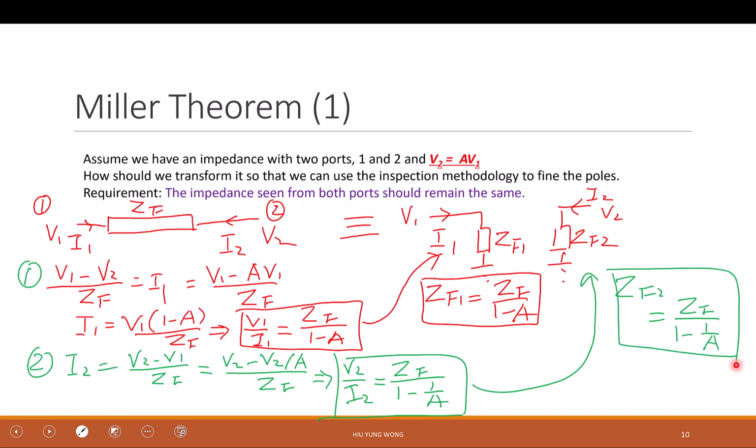Okay, so basically here I show you that if you have an impedance connected to two ports and the voltage has some relationship among these two ports, V2 equals A times V1, you need this relationship for this theorem. Then I can just cut it into two independent circuits with the first resistor divided by 1 minus A. The second resistor divided by 1 minus 1 over A. Then they are equivalent to the external circuit.